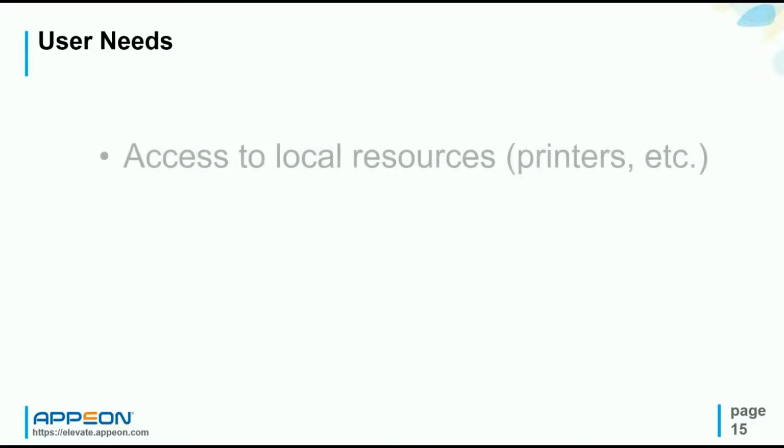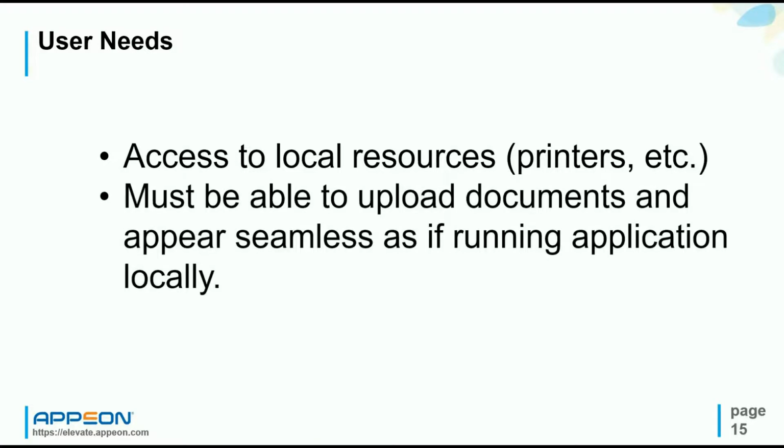Okay, the next thing we'll talk about is user needs. Access to local resources. Now, the one thing I have been impressed with this Appian product is that the ability to get a hold of your local resources is so much easier than it is, say, a VPN or sometimes even a website. Being able to get a hold of your printers, being able to grab files locally, that type of thing. This helps a lot.